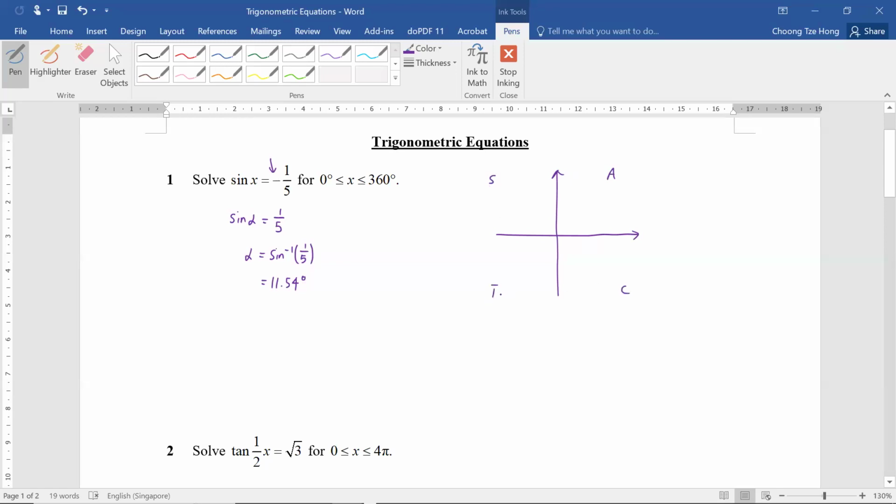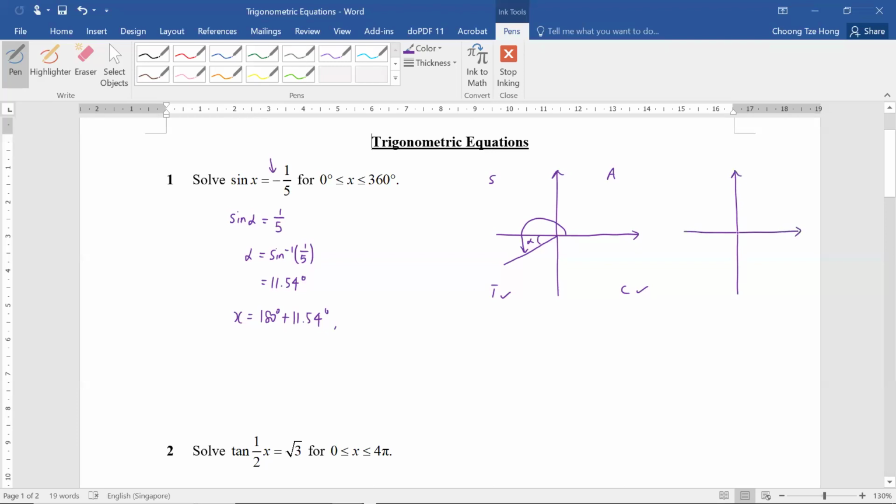So sine is negative in T and C. In A and S, sine will be positive. This means that for this question, in order to find x, we will search in the third and fourth quadrant. The basic angle is over here. So this is alpha. The first answer that we will get will be 180 plus alpha, right? So the first x will be 180 plus 11.54. Then the second one would be in the fourth quadrant.